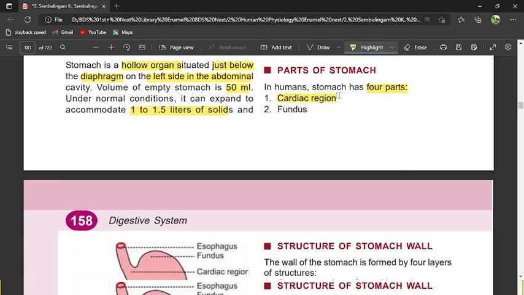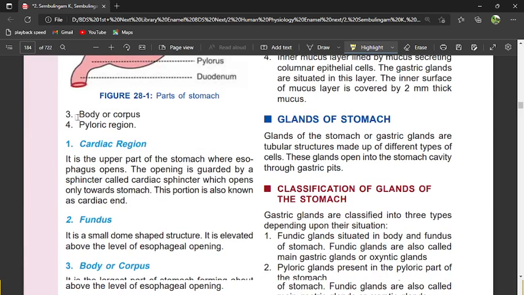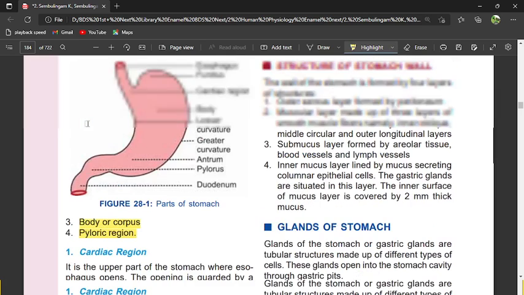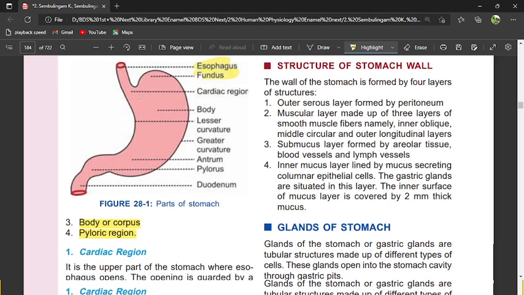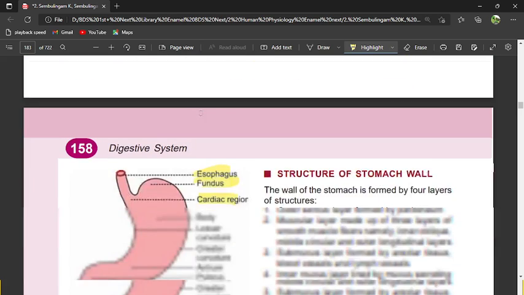Here we have a cardiac region, fundus, body is also known as corpus, and pyloric region. So here the parts of the stomach are given, right? You must have seen here the esophagus, this is your fundus, this is your cardiac region. So first is the cardiac region.